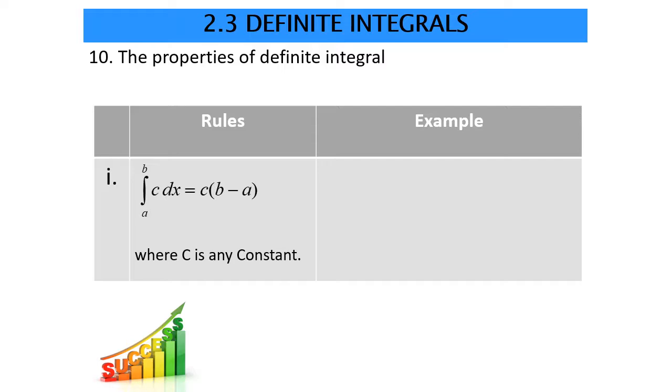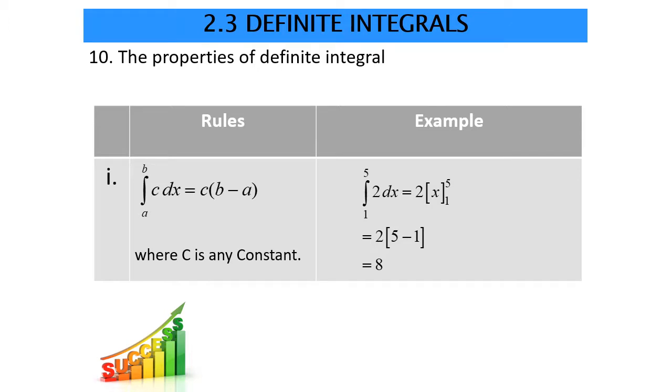The first rule is when we integrate the constant c dx from a to b, it will be equal to c times the bracket b minus a, where the limits are from a to b, where c is any constant.